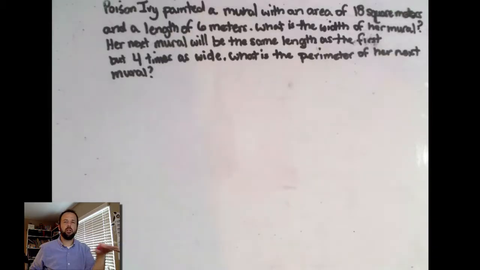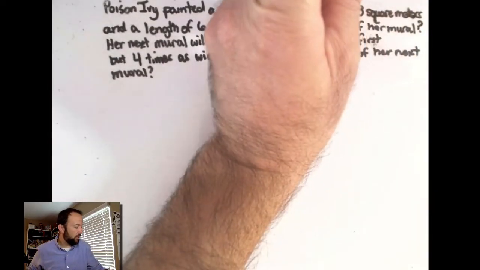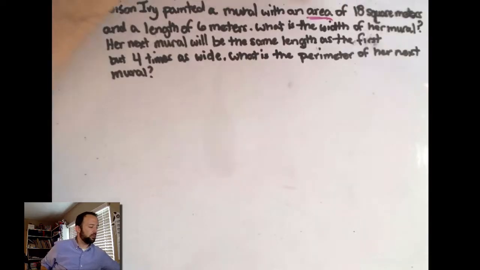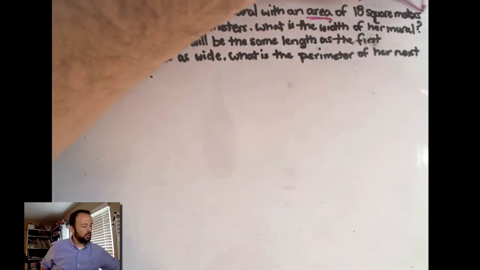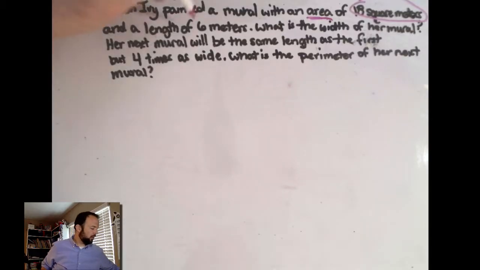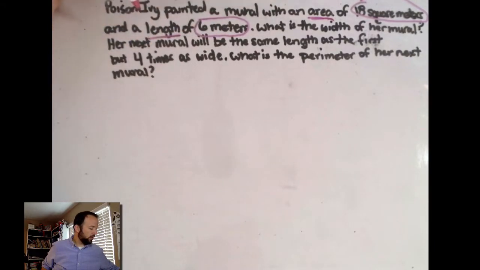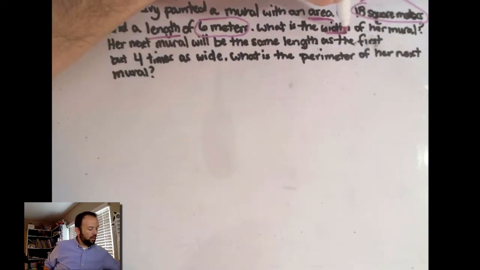So the first thing I'm going to want to do is read this again and break down some of the important information that I think we're going to need. So first off, it says that she painted a mural with an area, okay, area is a good vocabulary term that we know, of 18 square meters. So I'm guessing that's probably going to come in handy somewhere. 18 square meters and a length of 6 meters. Another good measurement here. And length, that's another vocabulary word that we know. And they're asking us what is the width of her mural.